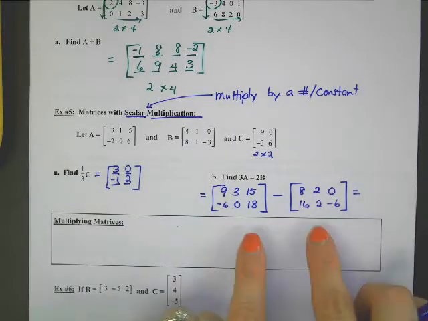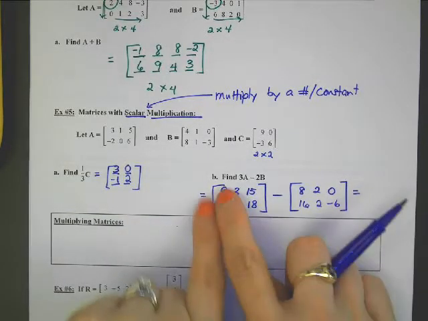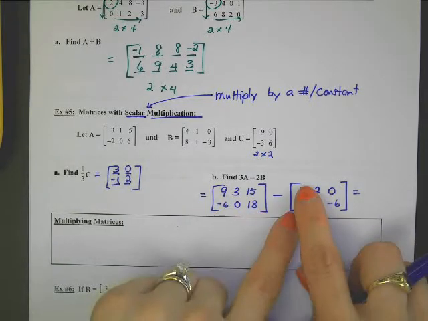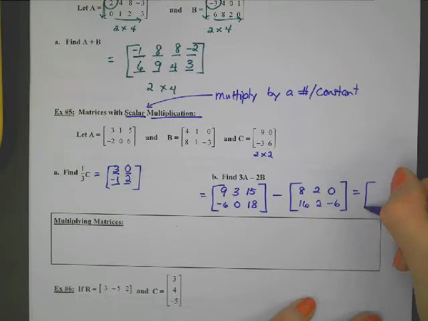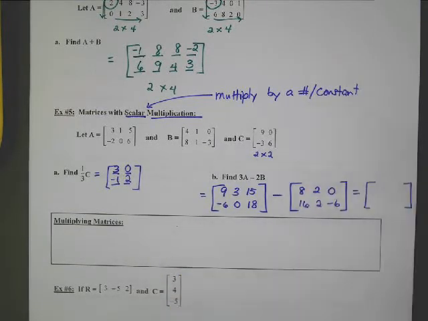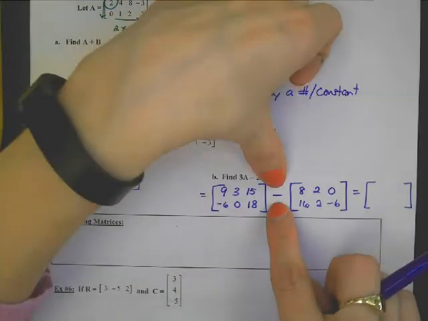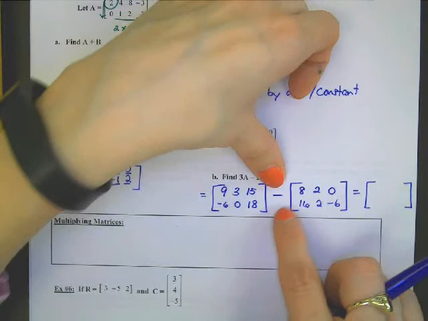Now let's just double check that we can indeed subtract these two. This is a 2 by 3, and this is a 2 by 3. They are the same size, so our answer is going to be a 2 by 3. They have to be the same size to go ahead and add or subtract them. Now don't forget, this is a subtraction sign, so be careful with your negatives.